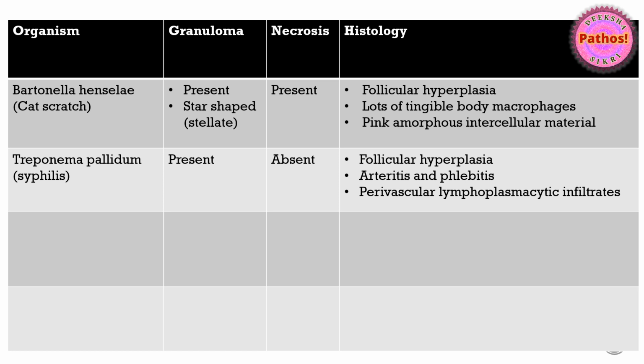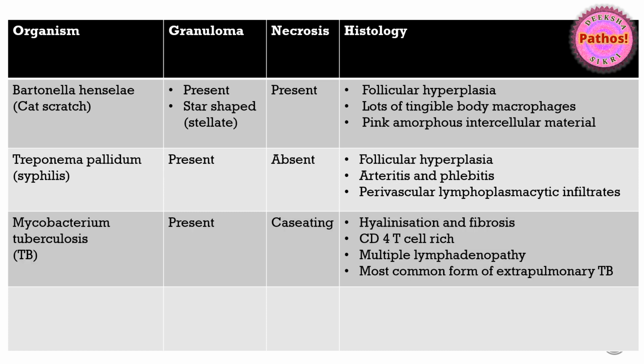Next is Syphilis, Treponema. Again, it is a granulomatous condition, but usually we don't see necrosis. I'm sure all of you recall that syphilis also has a vascular component, so you get arteritis and phlebitis. Inflammation in the vessels is very common. So you'll get arteritis and phlebitis, and around the vessels you'll see a very rich lymphoplasmacytic infiltrate.